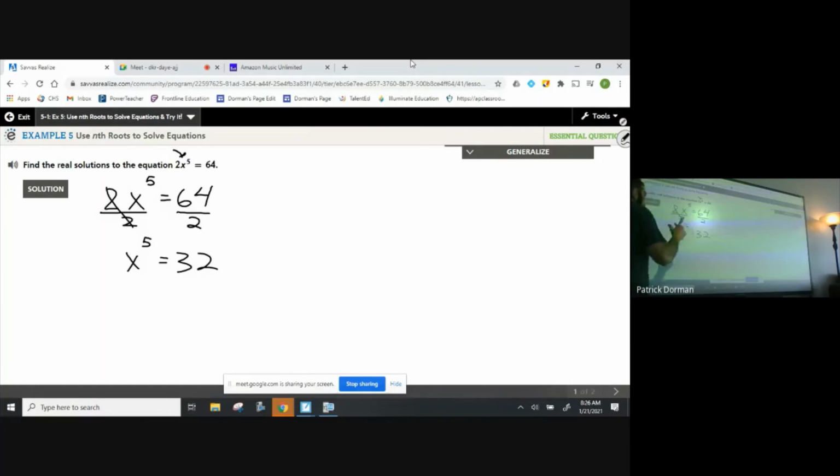It was awesome. All right, so I need to get rid of that x to the 5th. So what I'm going to do is I'm going to take the 5th root of both sides.